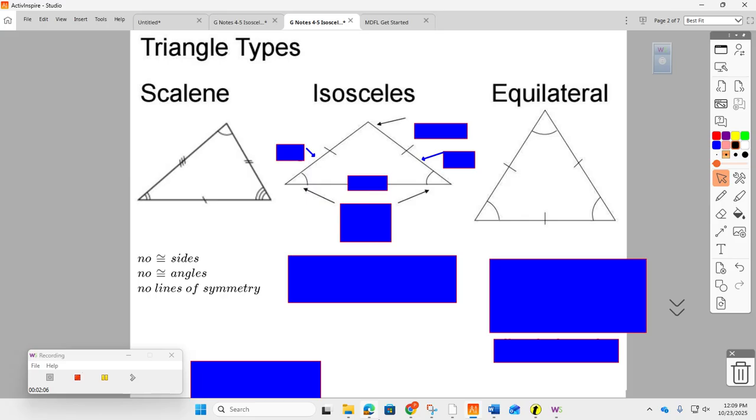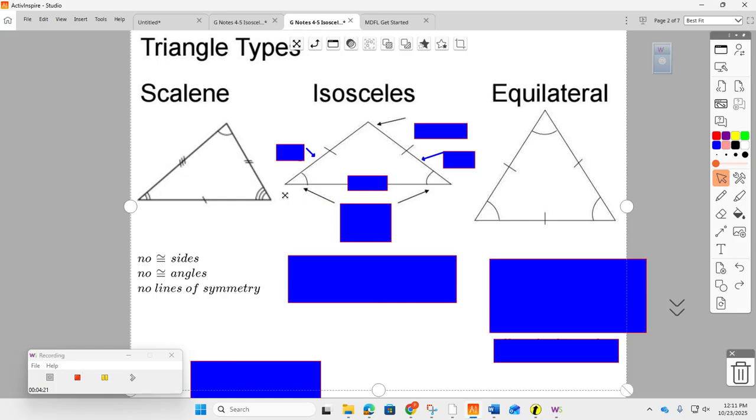Look at the marks on the isosceles triangle. What do you notice about the marks on the isosceles triangle? Are there any congruent parts? There are. Tell me one pair of congruent parts. Vivian? There's 2 angles that are congruent. Yeah, so there's the 2 angles that have 1 arc, right? So their marks are congruent, right here and here.